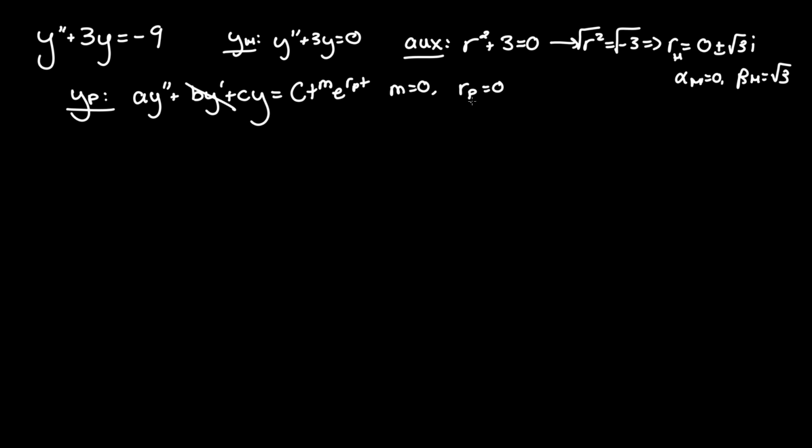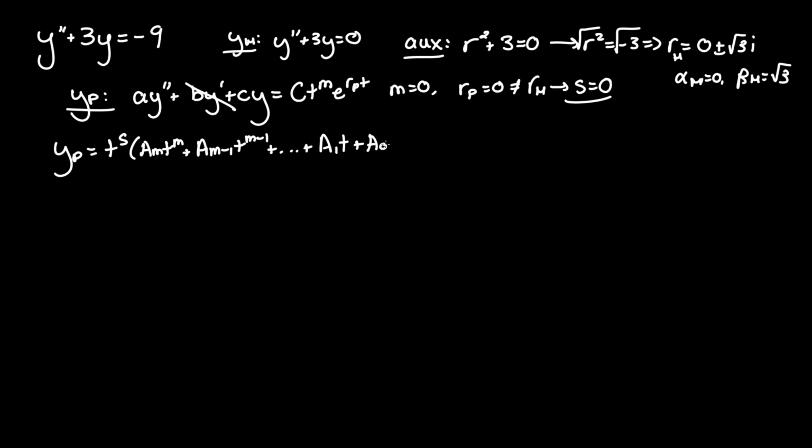And we also have to check to see if rp equals rh, because if it does, then we have a repeated root, and we have to bring everything up by a power of t. Does 0 equal plus minus rad 3i? Obviously not, so rp doesn't equal rh, and we can call this term s equal to 0, which is necessary when we form the equation y particular equal to t to the power of s times a decreasing polynomial of degree m, where we have a sub m times t to the m plus a sub m minus 1 times t to the m minus 1, so on and so forth, until a sub 1 times t plus a sub 0. And this is all multiplied by e to the rp t.